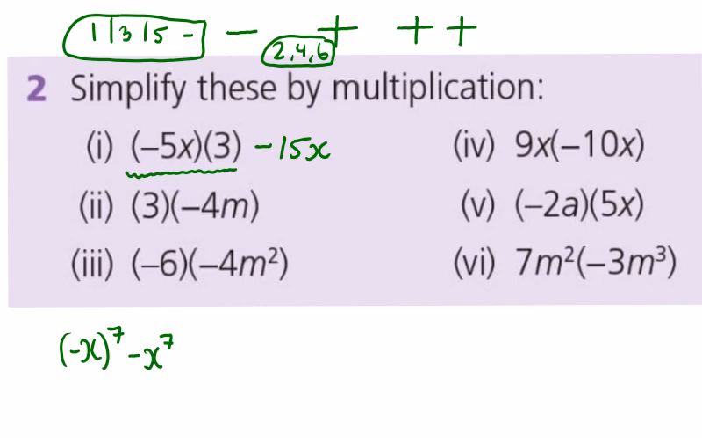So sign, number, letter. The second one we have 1 minus. So it's a minus. 3 by 4 is 12. And we just have m. In the third one we have 2 minuses. So it's going to be a plus. Put your plus down. Then 6 by 4 is 24. And we have nothing multiplied by the m squared other than the two numbers.